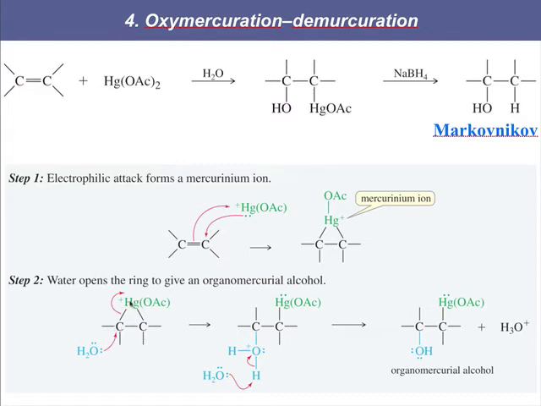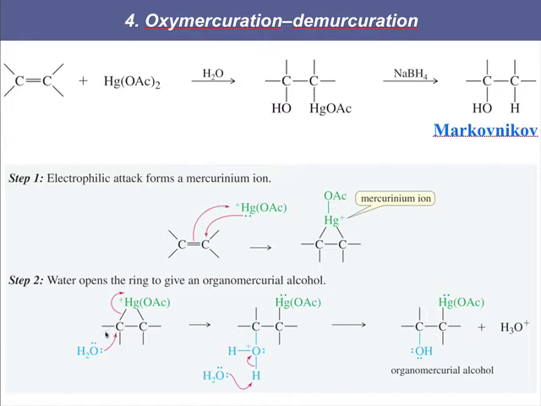It relieves that ring strain. It also gives mercury its electrons back so it can be neutral again. In the last step, another molecule of water will grab an H off of that oxygen to give us back our neutral oxygen. That's our intermediate here. Our first intermediate product is OH on one carbon and our mercury on the other carbon. That's called our organomercurial alcohol.